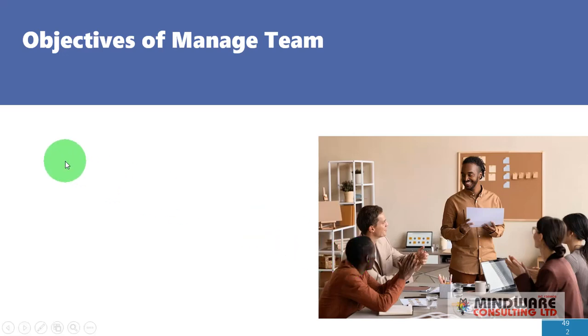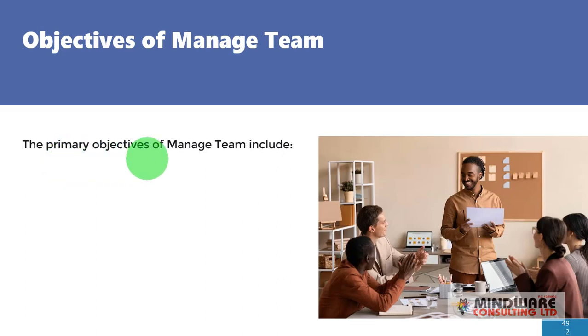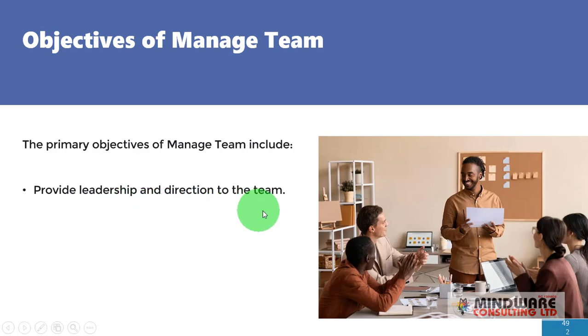Now, what are the objectives of the managed team sub-process? The primary objectives of managed team include provide leadership and direction to the team. Now, as they say, the fish rots from the head. When it comes to successful project execution, leadership is everything. Alright, so you're going to have to provide that proper leadership and direction for the team members.